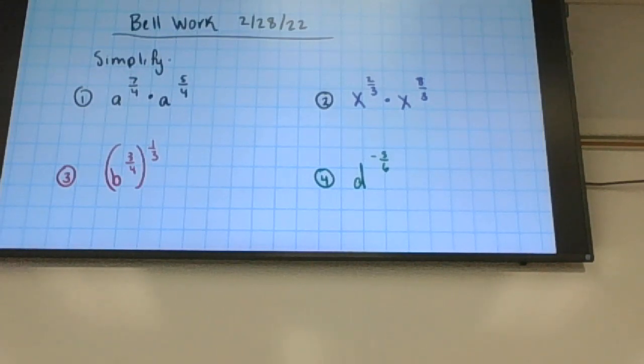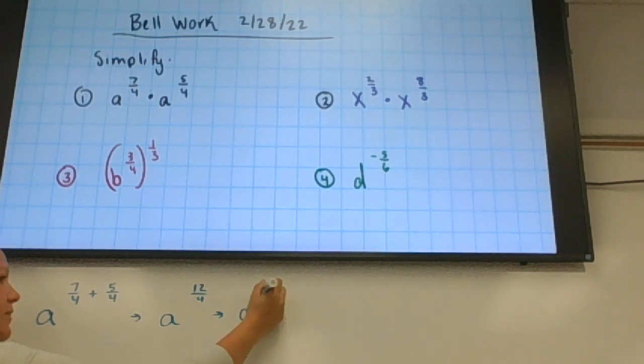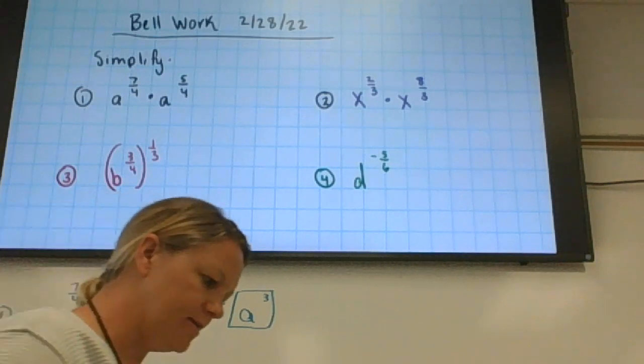Alright, so when you multiply the same base, you add exponents. So for this first one, 7/4 plus 5/4 is the move I want to see. I'd love to see you show that work, showing that you know your properties of exponents. So you would get 12/4, and your answer is a to the third. Not so bad.